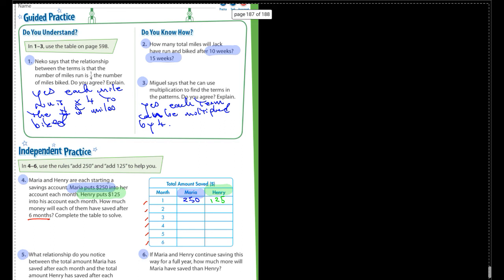Let's see here. Think of it in terms of 125 is what of 250? Well, it's half of 250, so that might kind of help you. And number 6, if Maria and Henry continue saving this way for a full year, how much more will Maria have saved than Henry? Okay, you can do that. And they said for a full year, so be thinking about that.